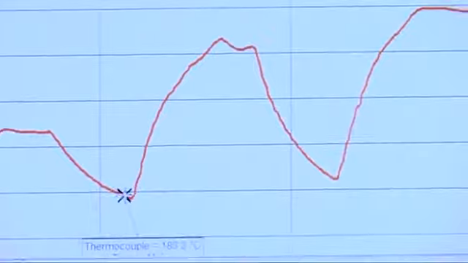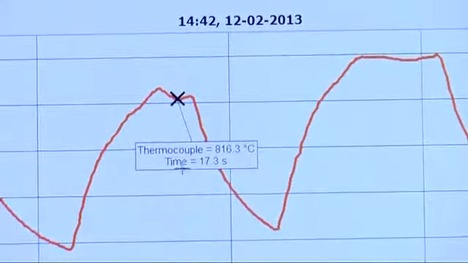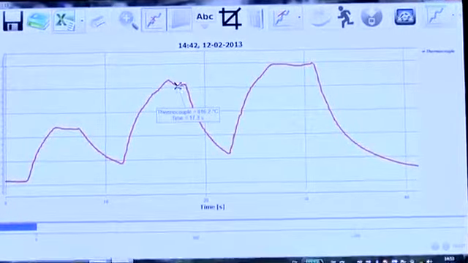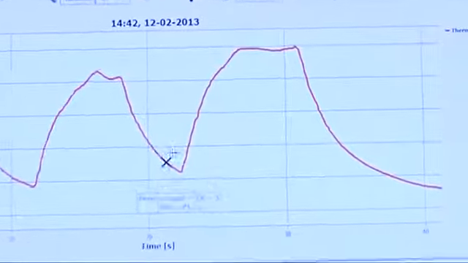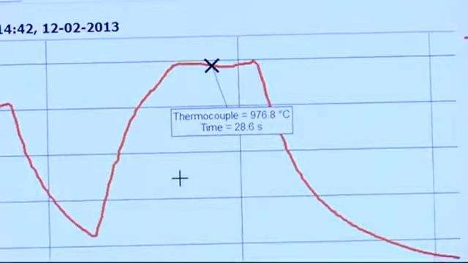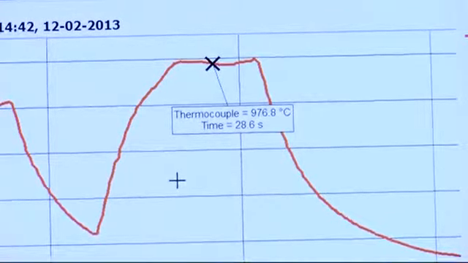Let's move to the orange zone. In the orange zone, we reach almost 820 degrees centigrade. But the hottest place of the candle flame is the yellow zone, with nearly 1000 degrees centigrade. Well, this is hot. We can also annotate the graph, adding pictures of the candle flame.